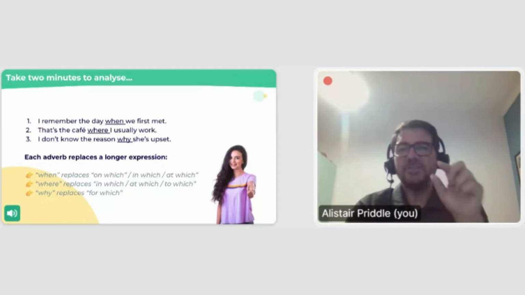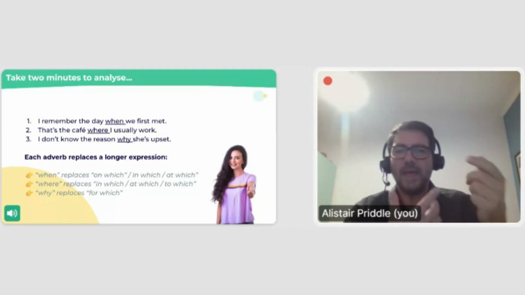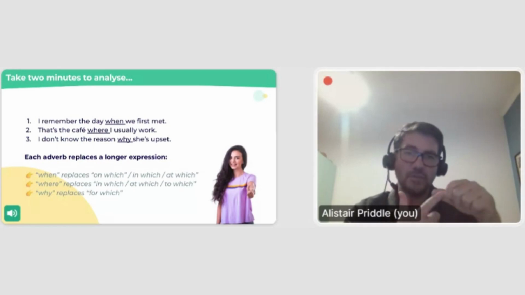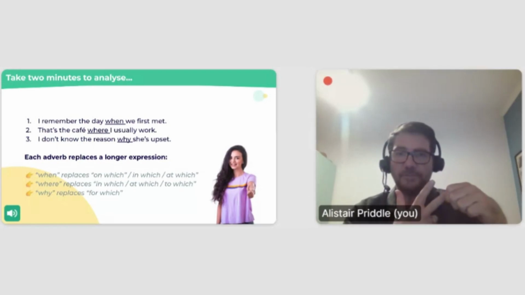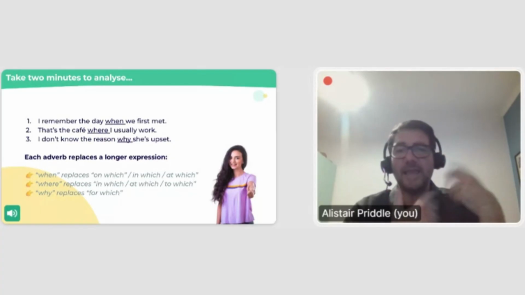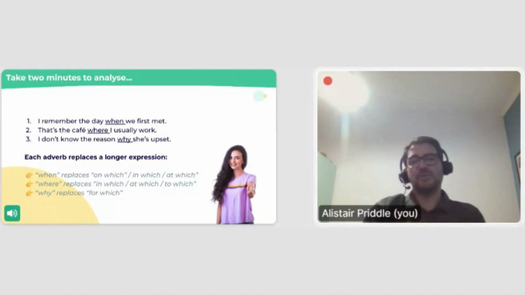In each case, each adverb replaces a longer expression. So when replaces either on which, in which, or at which. For example, number 1, I remember the day on which we first met. Now this is quite laboured. We use when to replace those expressions.